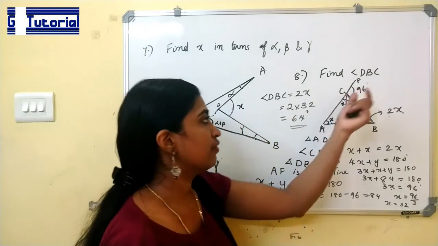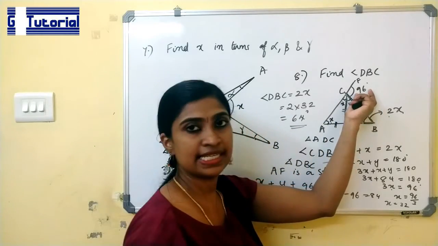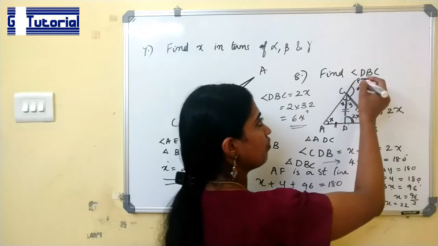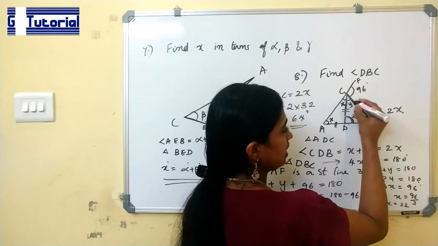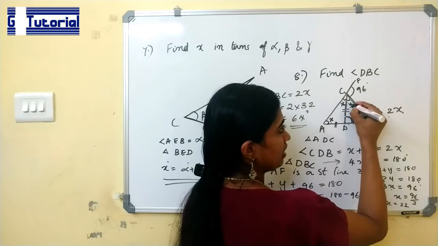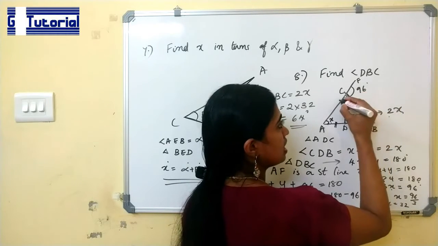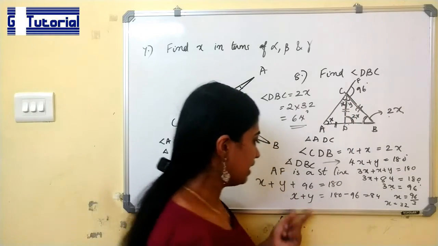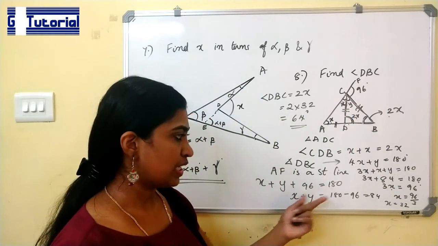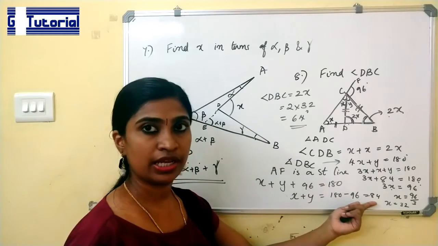For that, we are given an angle as 96 degrees. We are using the concept of a straight line. I have named this as x already. I am naming this as y. And this is given as 96. So the sum of these three angles is 180 degrees. x plus y plus 96 is 180 degrees. So from that, x plus y is 180 minus 96, 84 degrees.